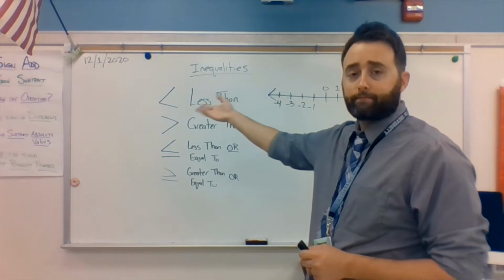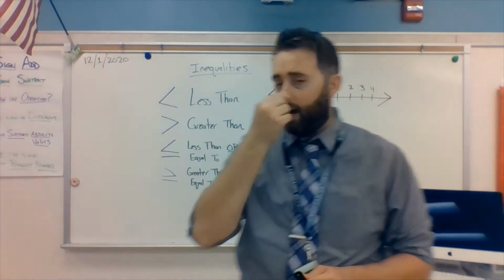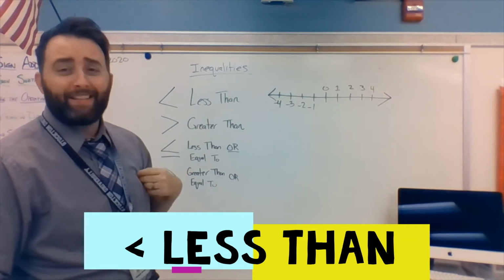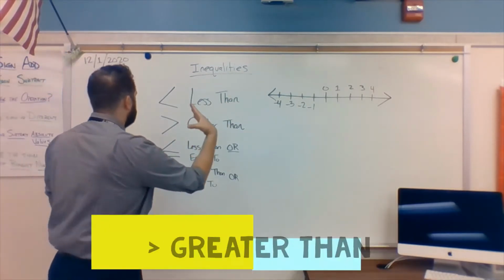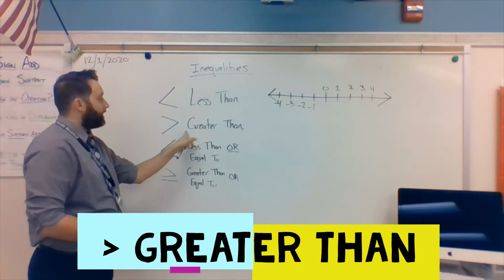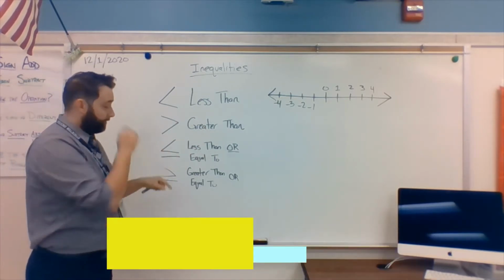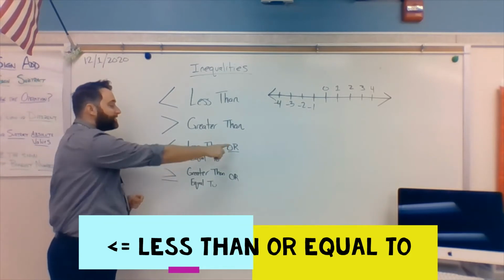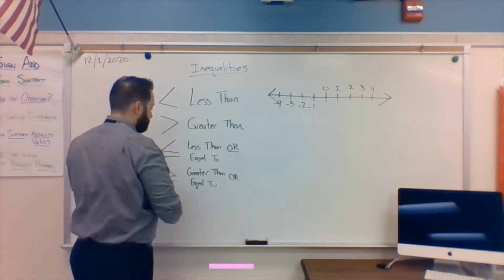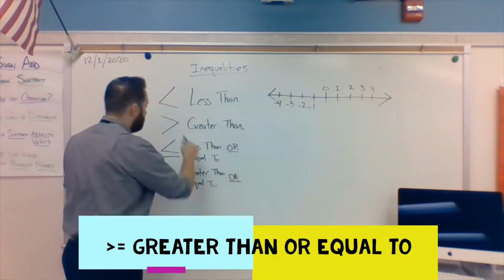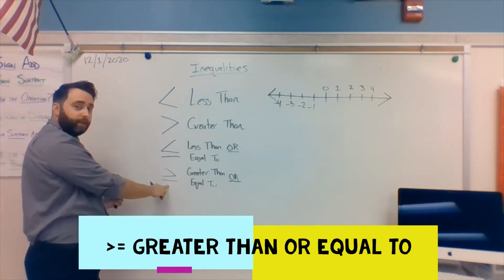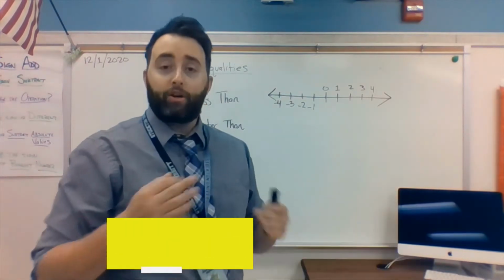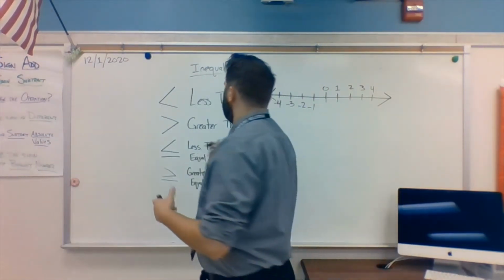First up, we have the right-facing Miss Pac-Man. That means less than. We have the left-facing Miss Pac-Man. That's greater than. If you have this symbol with an equal sign underneath it, that means less than or equal to. And same thing goes for this symbol with an equal sign underneath it. That means greater than or equal. I'll show you a couple of examples for each, okay? You probably already know these.